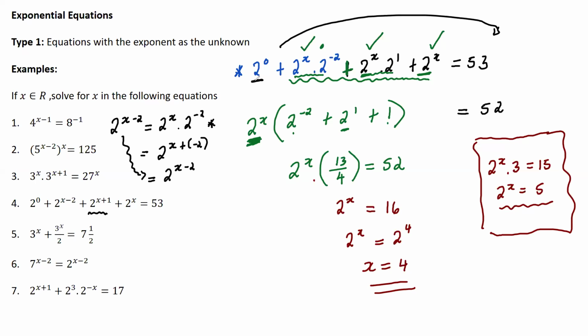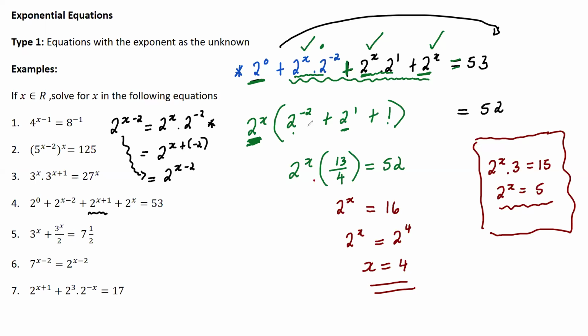Exactly. I said 2 to the power 0 is 1, right? Then I took the 1 to the other side of the equal sign. So 53 minus 1, I end up with 52. Is that okay?